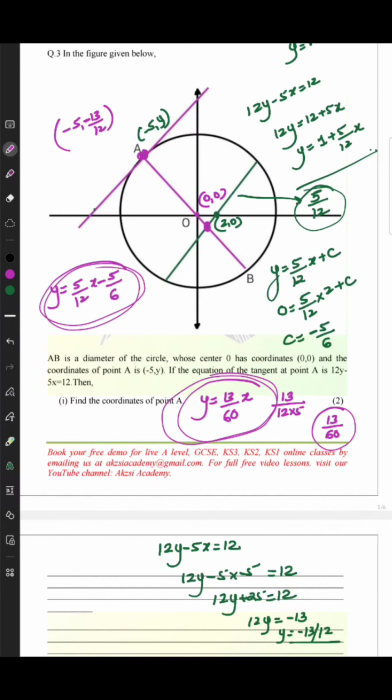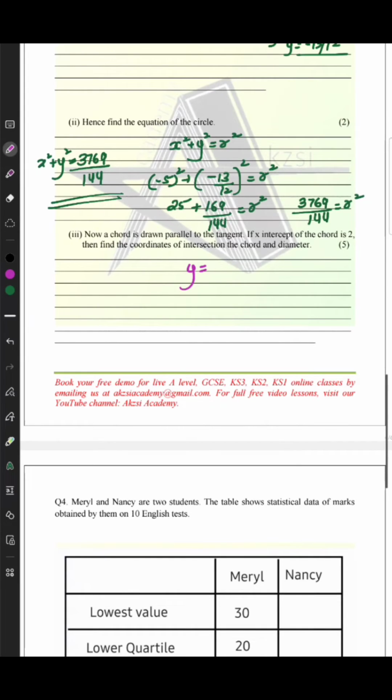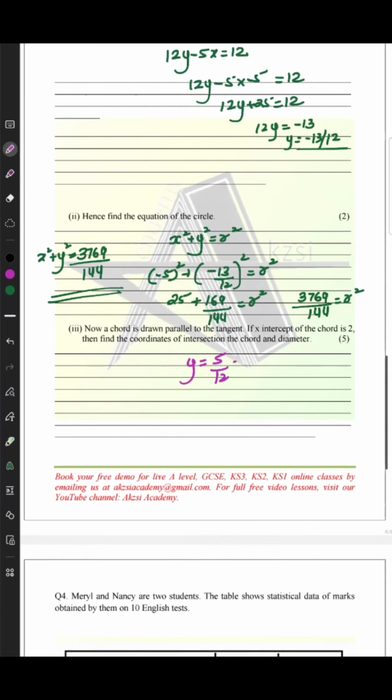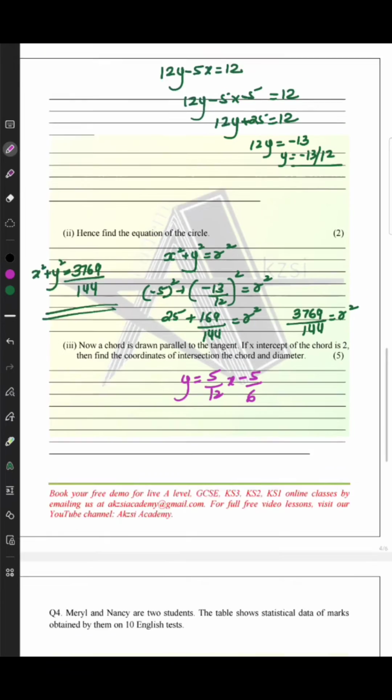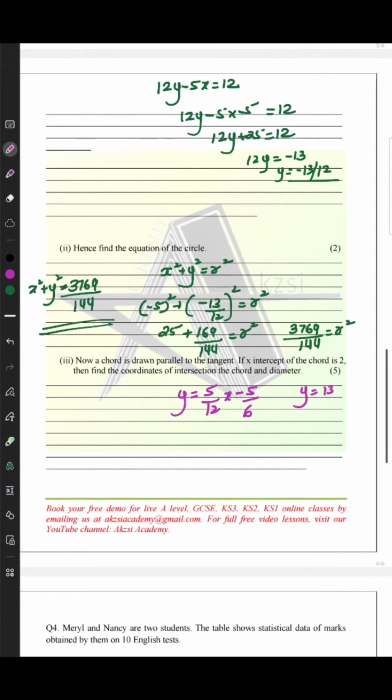This is the equation of the chord, and I need to find their intersecting point. Simple, it's a simultaneous equation that we have to solve. So let me solve it here. y = 5/12 x - 5/6, and the next is y = 13/60 x. I just need to equate them. It's simple. In place of y, I can substitute here. This value of y I can directly substitute here. You can opt for any method, substitution or elimination.